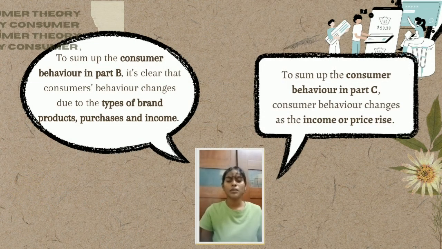According to the consumer behavior in part B, it is very clear that the consumer's behavior changes due to three reasons, which are the types of brand products, purchases, and income. For example, according to the first statement, customers purchase products depending on the brands of the products, because consumers have made up their minds before purchasing them. Whereas according to the consumer behavior in part C, we are able to sum up that consumer behavior changes as the income or price increases.